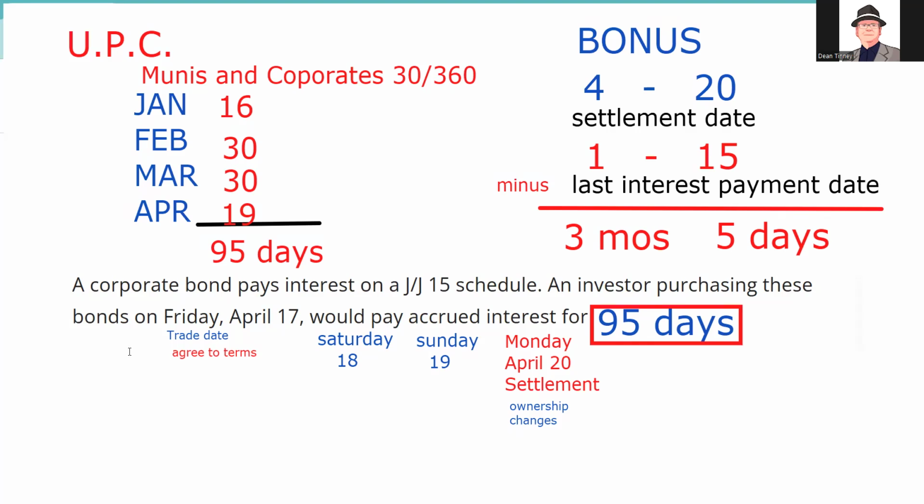So either the long method, where you literally count from the last time it paid interest up to but not including settlement, or you can use the shortcut. Well, remember, inch by inch, calculating accrued interest is a cinch. Yard by yard, accrued interest is hard.